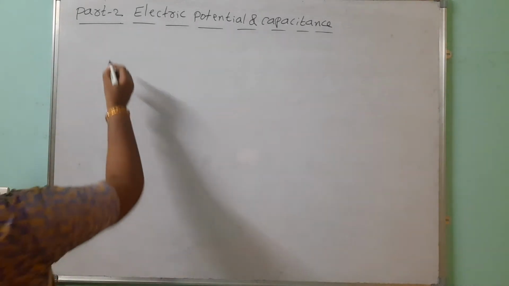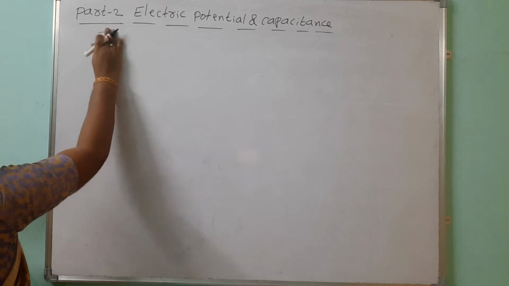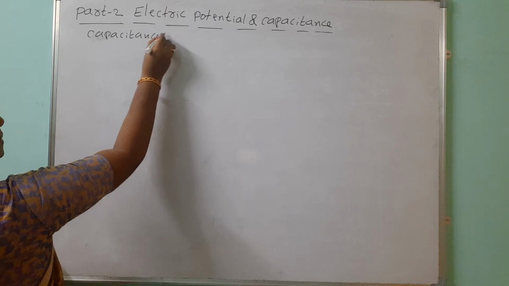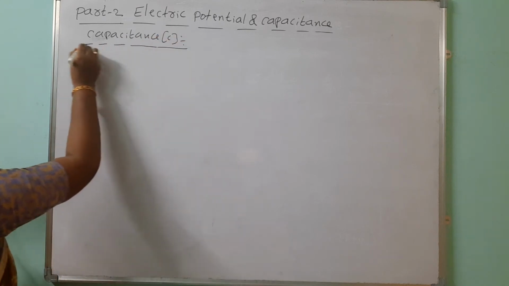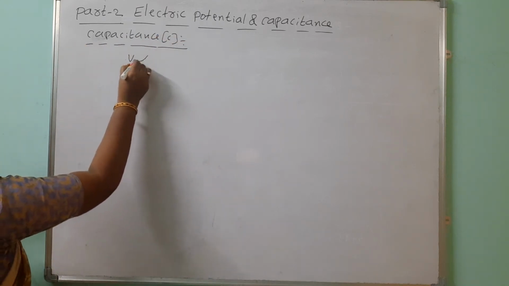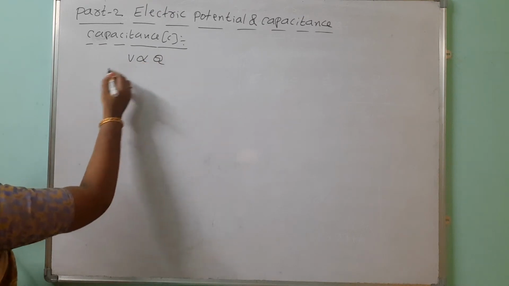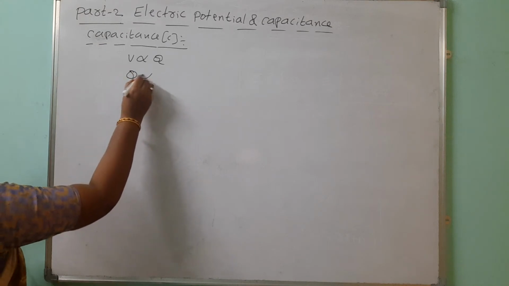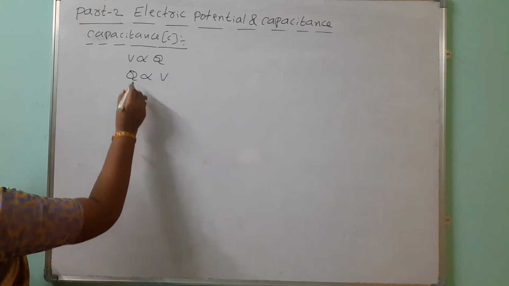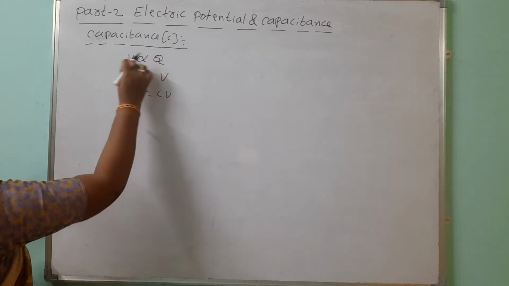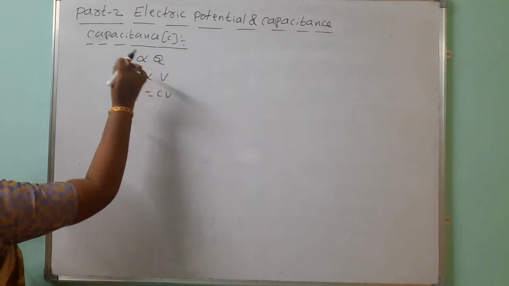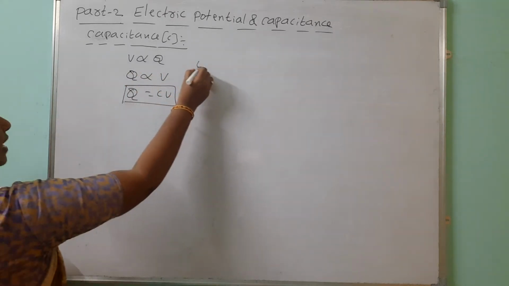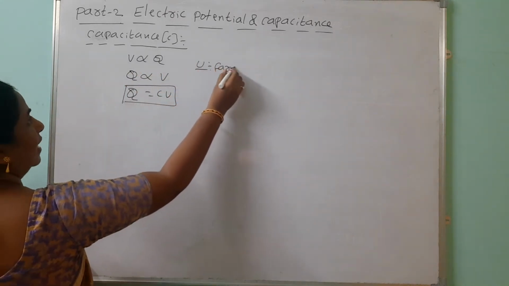Look here. Capacitance is represented by C. Potential is directly proportional to charge. Our charge is directly proportional to potential. When we take Q is directly proportional to V, here we get one constant C. You can take the C on this side. So here C is called the capacitance. The unit is the farad.